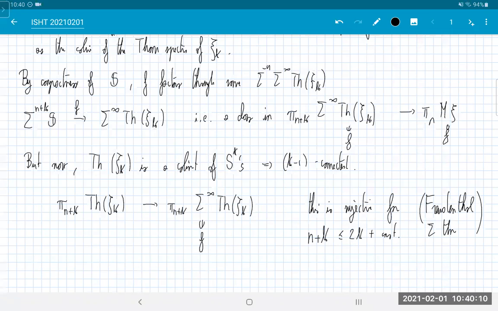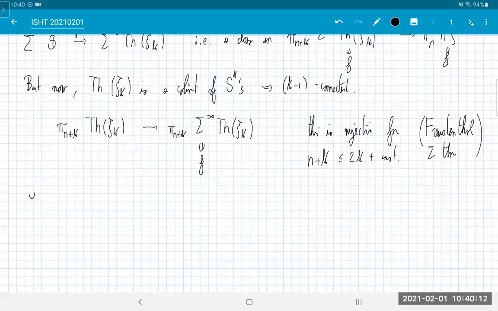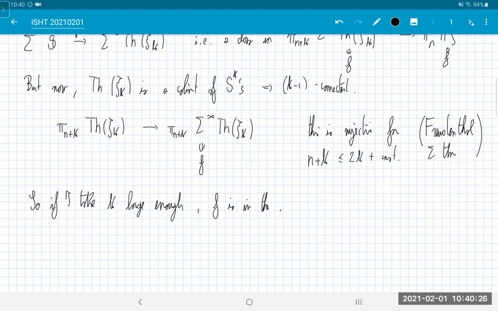Okay. So if I take k large enough, F is in the image of pi m plus k Thom psi k.